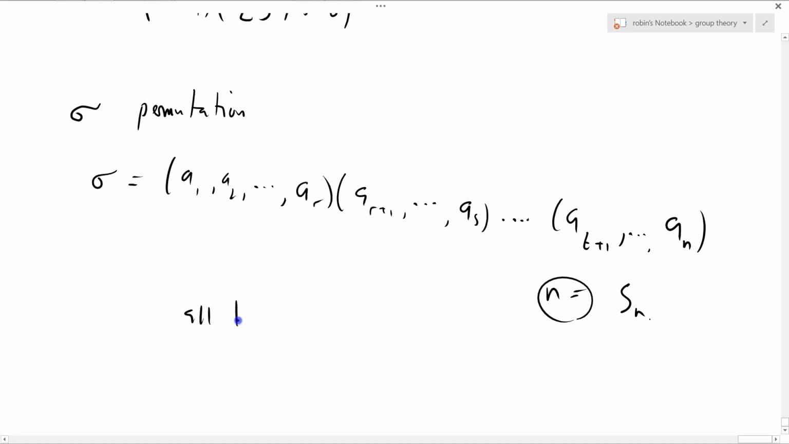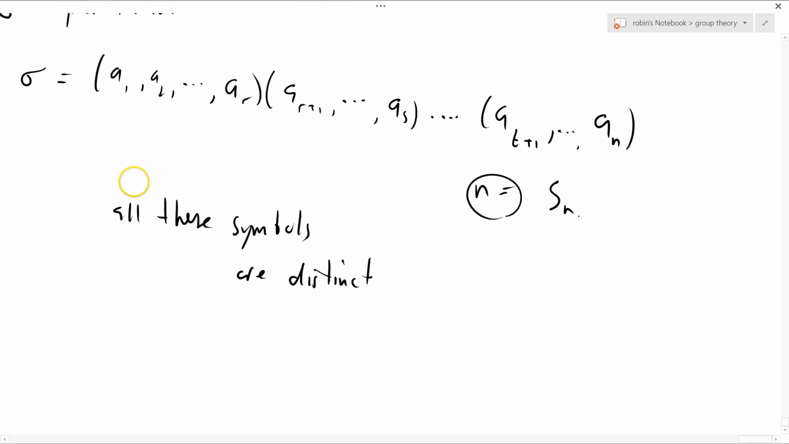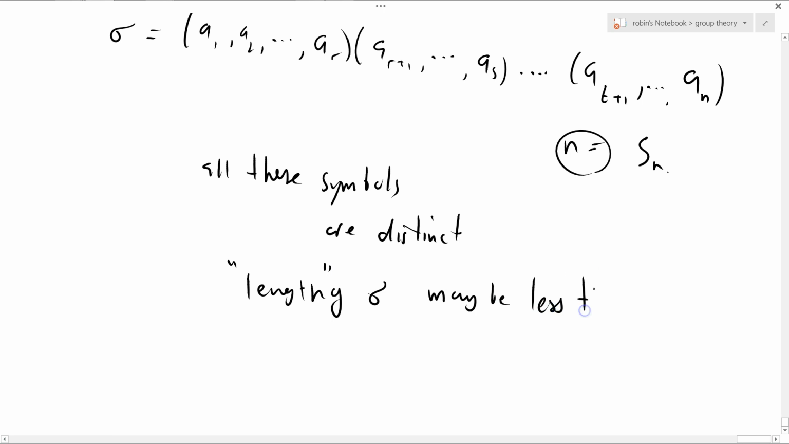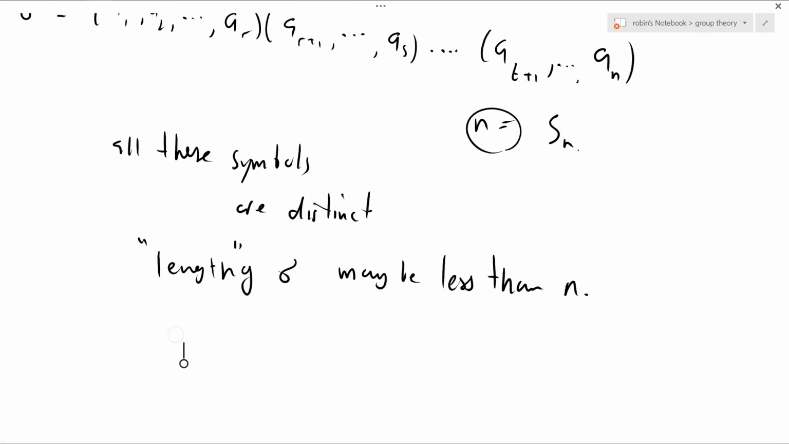So all these symbols are distinct. Okay? You might miss out ones. Remember that we had a one cycle. A one cycle is kind of stupid because it's a fixed point of the permutation. So the length of sigma, I guess that I put quotes there, length of sigma may be less than n. Can't be bigger than that because you've only got n symbols to choose from. So that's that. Let's just have a look at some of the ways of describing these cycles.